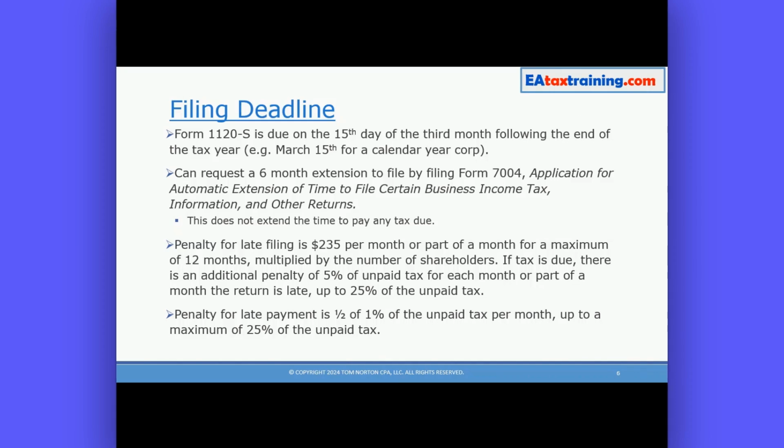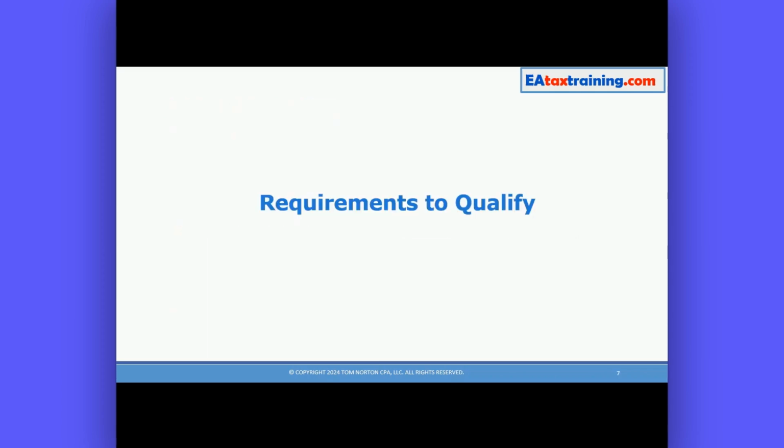In addition, if there is tax due, there's an additional penalty of 5% of the unpaid tax for each month or part of a month up to 25% of the unpaid tax. And then the penalty for late payment, 0.5% per month up to a maximum of 25% of the unpaid tax.